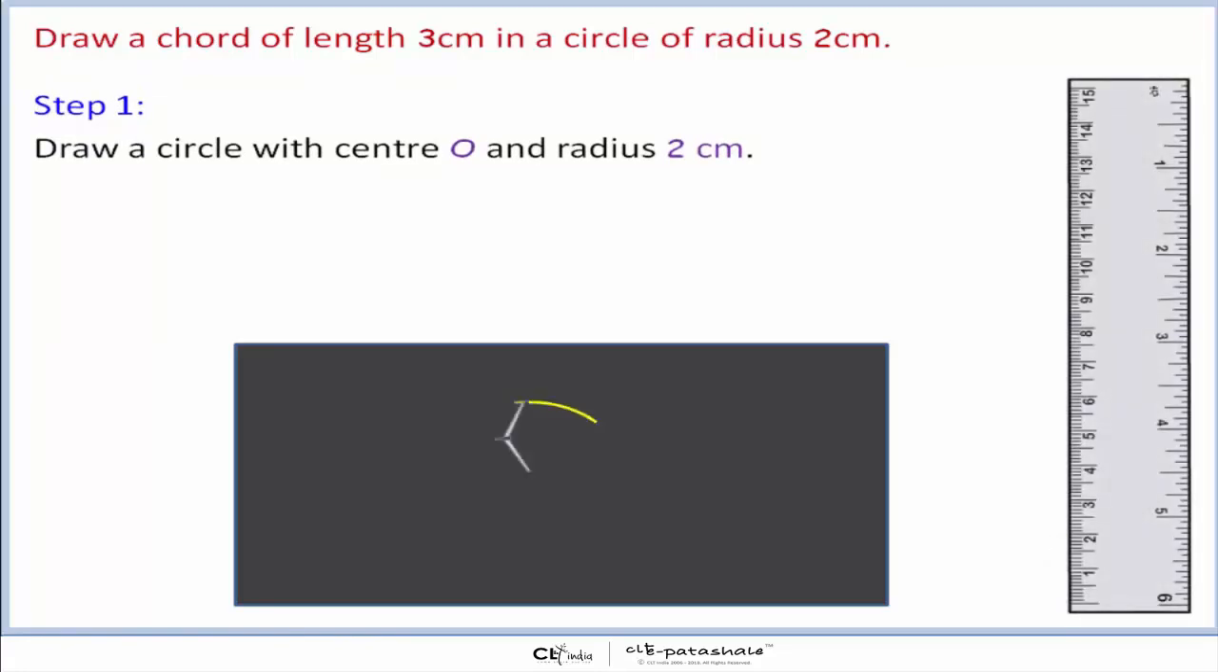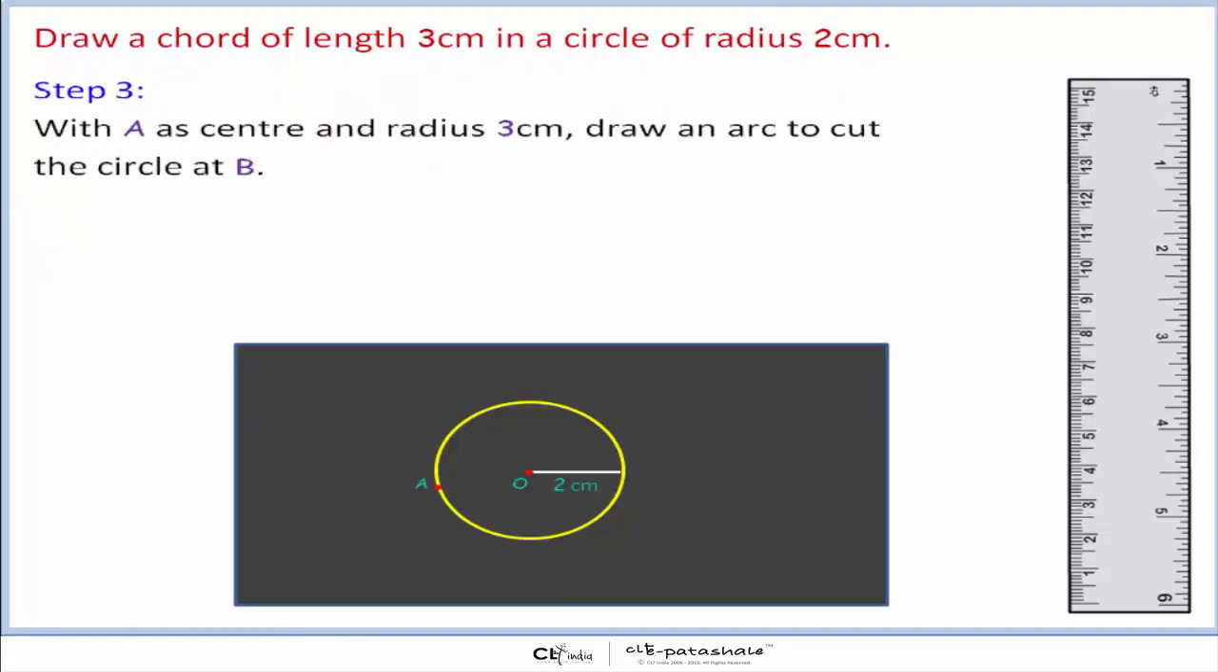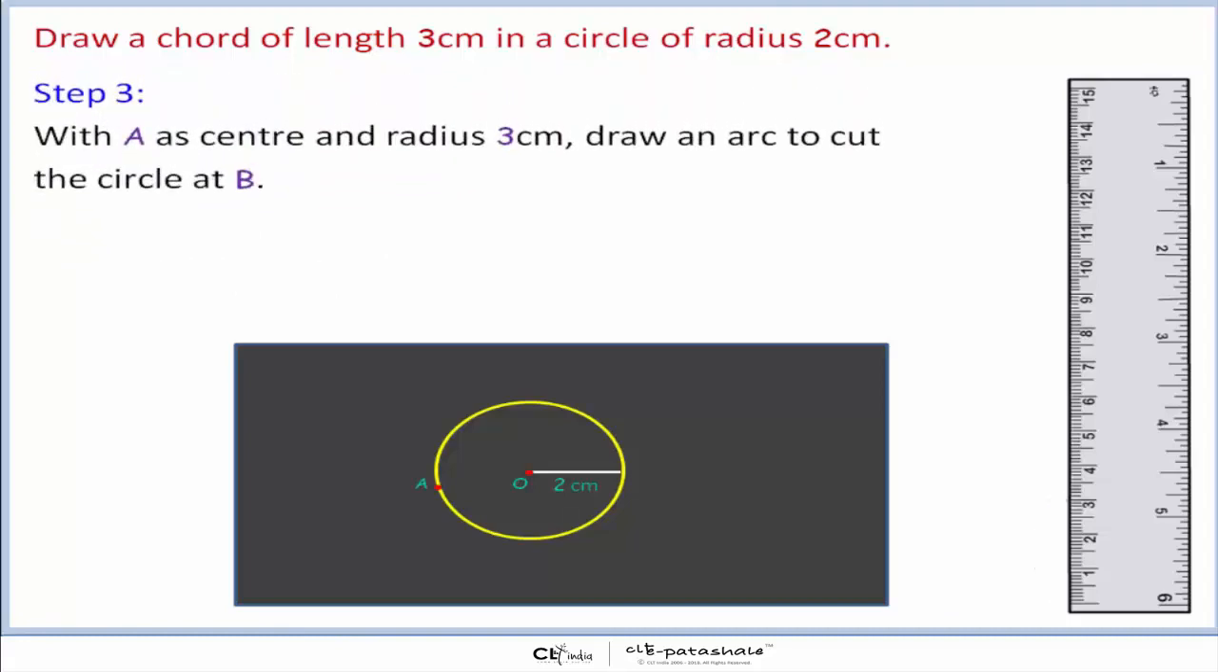Step 1. Draw a circle with center O and radius 2 cm. Step 2. Mark a point A on the circle. Step 3. With A as center and radius 3 cm, draw an arc to cut the circle at B. Step 4. Join AB. AB is the required chord.